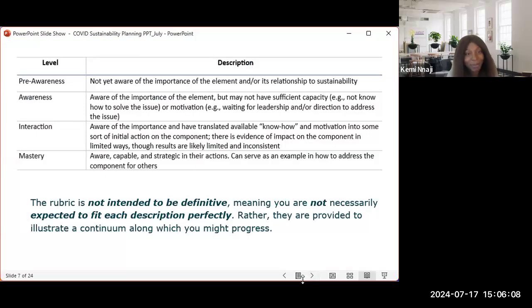Again, like we did in our prior session, we'll be talking through some of the levels for the components today. And just as a reminder, the rubric is not intended to be definitive, and your council may not fit perfectly into a description, but there might be a level that fits better than another.